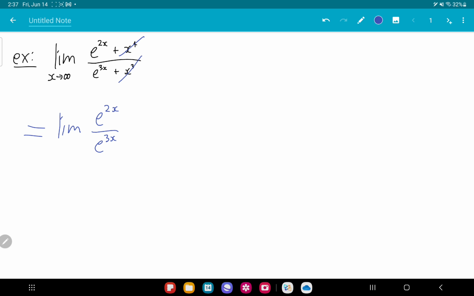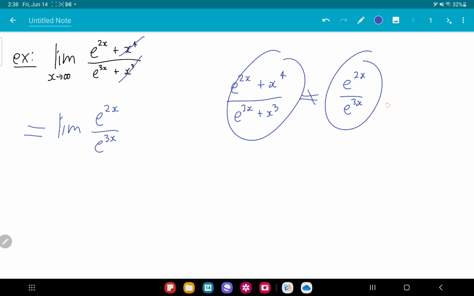So what I'm saying here is that these two limits are the same. Okay, I'm not saying that the fractions are the same. So let me write this over here. So the original fraction is in general not going to be the same as this fraction. You see. Okay, so these two things are not the same in general.